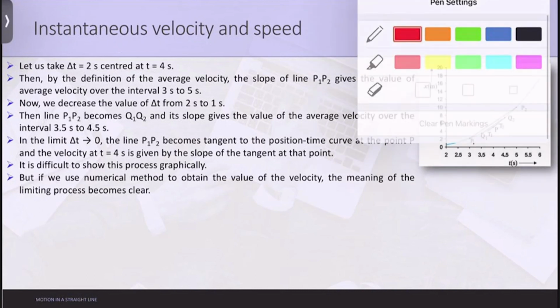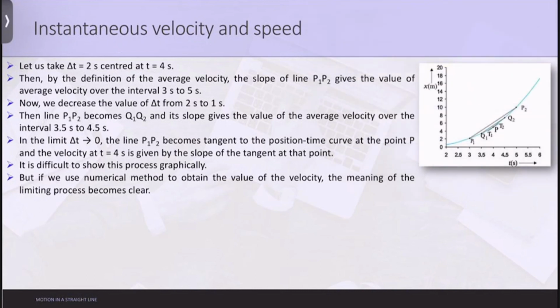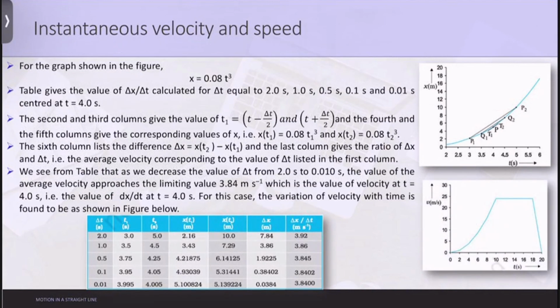Fine. So next thing is, it is difficult to show this process graphically, but if we use a numerical method to obtain the point value of the velocity, the meaning of the limiting process becomes clear. Okay. So let us try one numerical methodology and try to understand this. So for the graph shown in the figure, this is how we can define the graph in equation form. That is, x is equal to 0.08 t cube. Okay. So as you can see, there's a table below. It gives the value of delta x upon delta t calculated for delta t equal to 2 seconds, 1 second, 0.5 seconds, 0.1 seconds, 0.01 seconds, centered at t equal to 4 seconds.